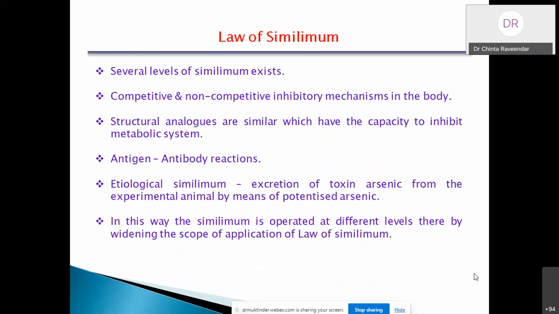So this law of similimum exists at several levels. For example, competitive and non-competitive inhibitory mechanisms. There are certain physiological mechanisms in our body that follow the law of similimum. There are also structural analogues which are similar and have the capacity to inhibit the metabolic systems. See, there is an important similar function in this component also.